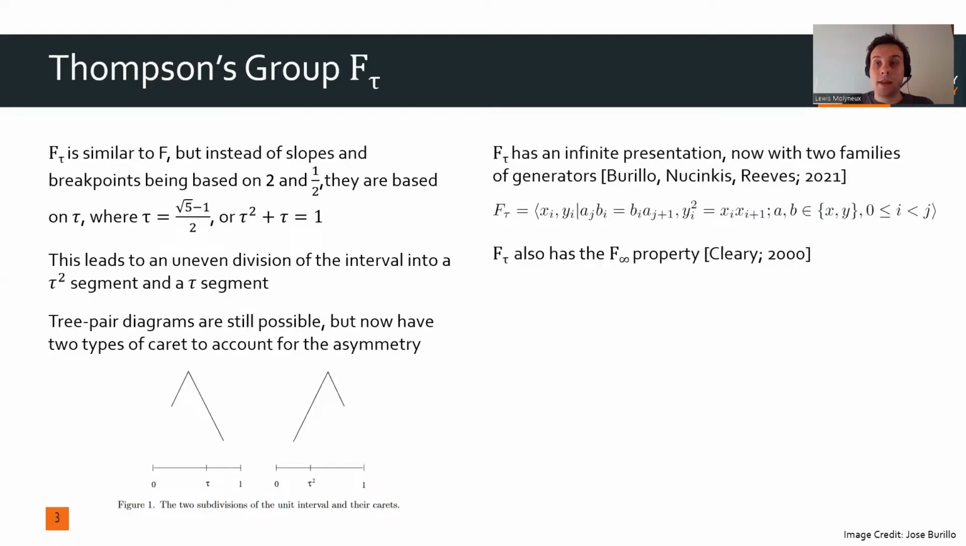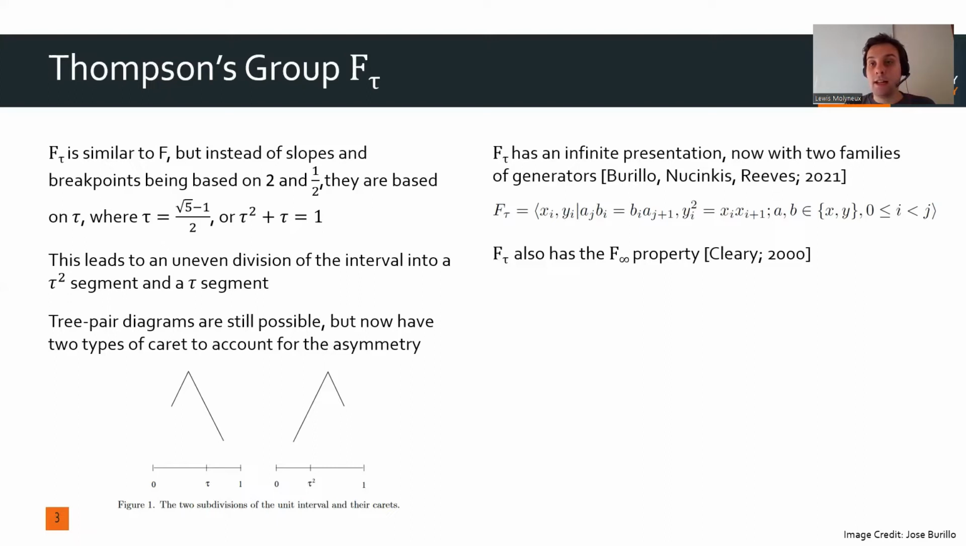So this is going to introduce asymmetry in a way that isn't apparent in Thompson's group or the more general Brown-Thompson groups, because normally you're breaking the interval into equal pieces. Here, because they're unequal, it's possible for them to be either big side left, small side right, or big side right, small side left. So you can see that this is going to create 2 different caret types in our tree pair diagrams. Tree pair diagrams are still possible, but you need to adapt because of that.